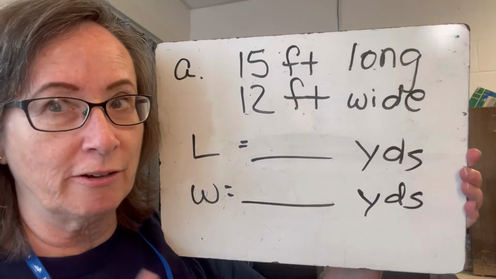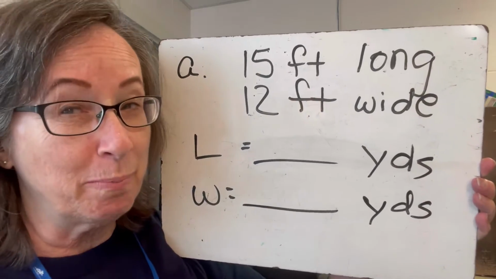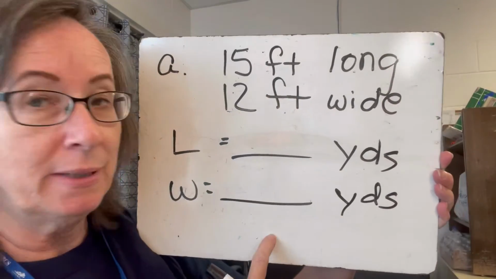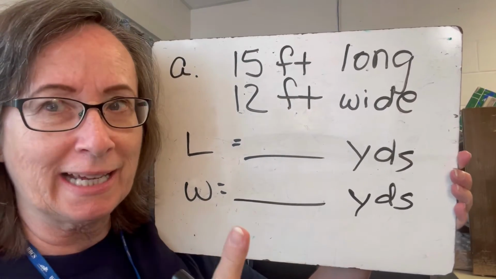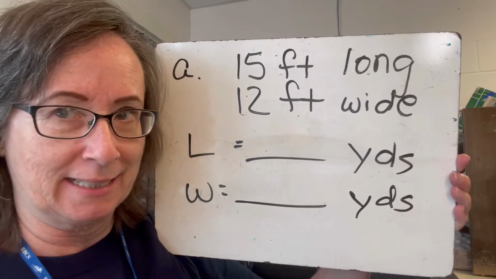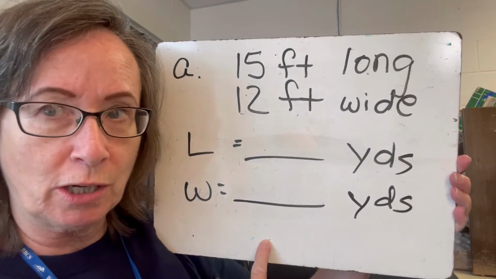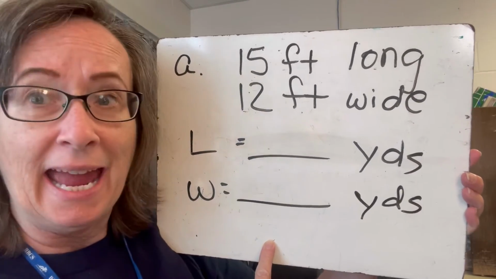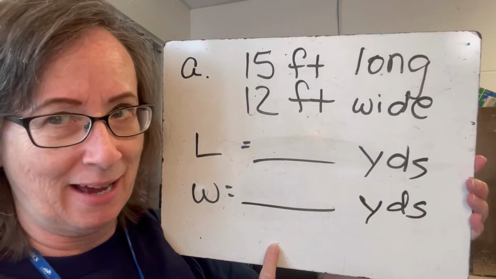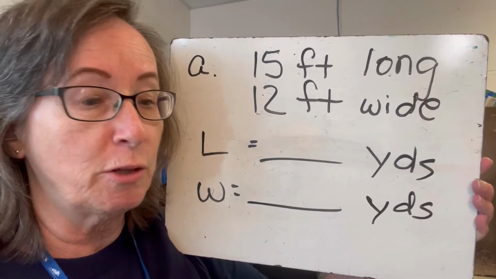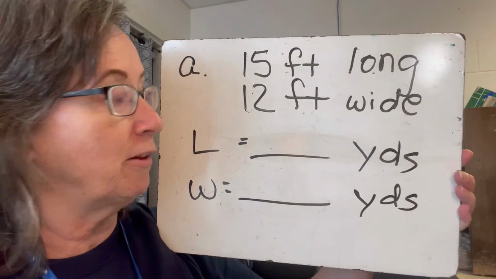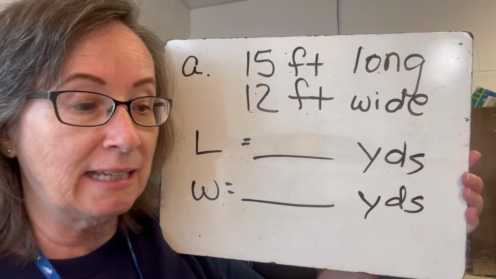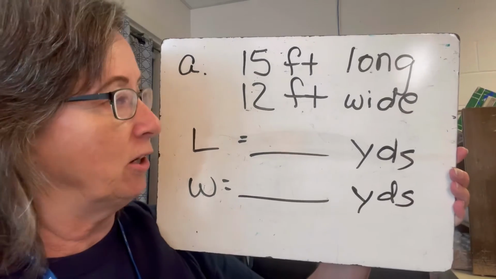Okay, now we're starting your first practice problem. Remember that your practice problem is the first thing that you have to do on your homework packet. Now, look at the book practice problem and then look at your worksheet practice problem and do it with me so you won't have as much homework. Okay, so the book says a room is 15 feet long and 12 feet wide. What is the length and width of the room in yards?